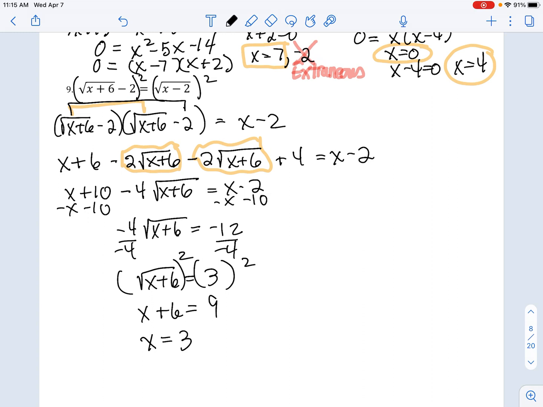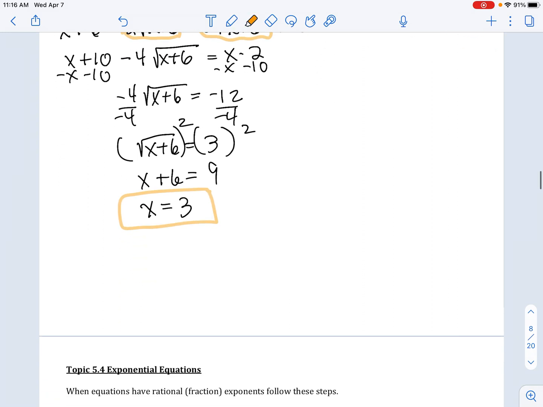All right, so I plug it in on the left. 3 plus 6 is 9. Square root of 9 is 3. 3 minus 2 is 1. Plugging it in on the right, 3 minus 2 is 1. Square root of 1 is 1. And so it checks. And so that's my solution.